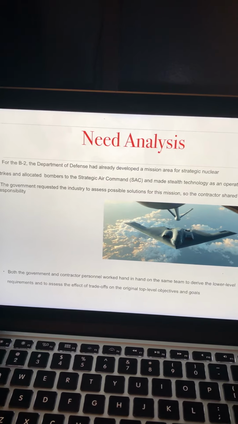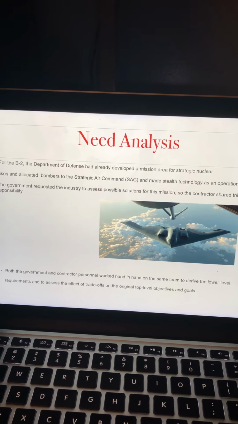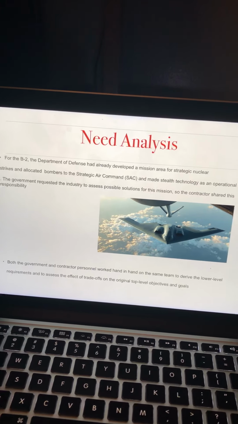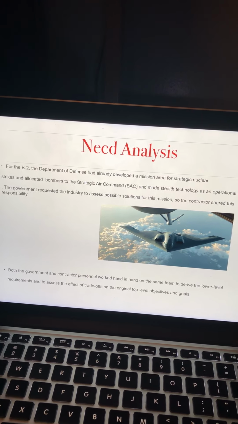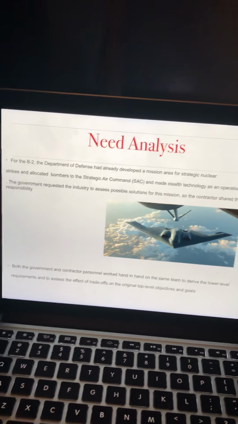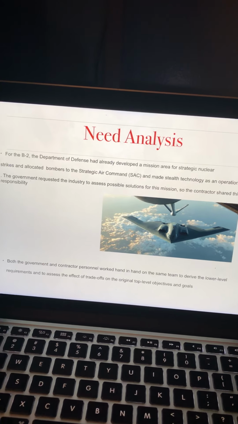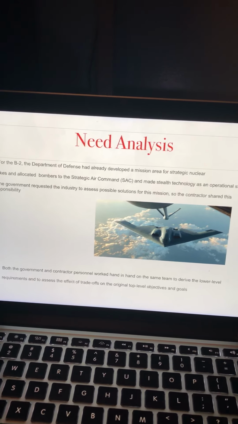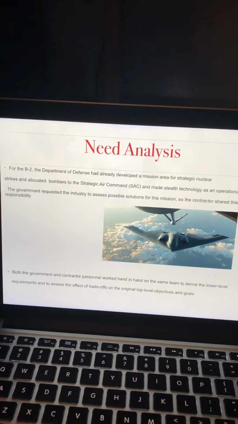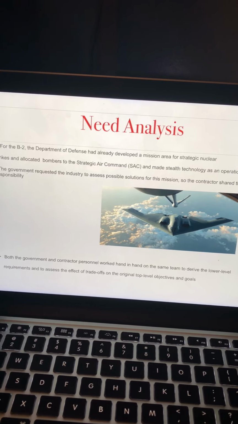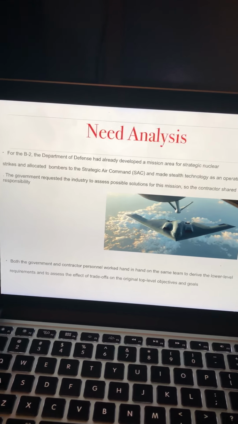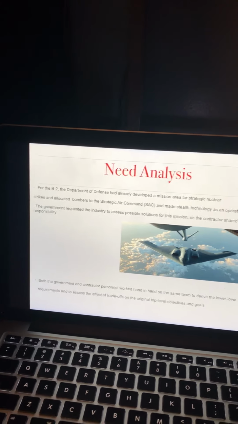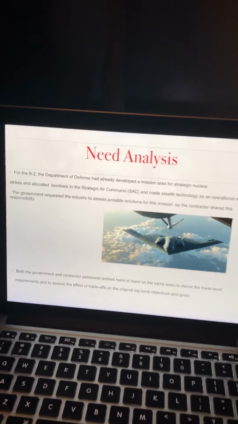So the B-2, the DoD had already developed a mission area for strategic nuclear strikes, and allocated bombers to SAC, known as Strategic Air Command, and made stealth technologies an operational strategy. The government requested the industry to assess possible solutions, so the contractors shared this responsibility. Not one company or organization would be in charge of the entire thing. Both the government and contract personnel worked hand in hand on the same team to derive the lower level requirements and to assess the effect of trade-offs on the original top level objectives and final goals.